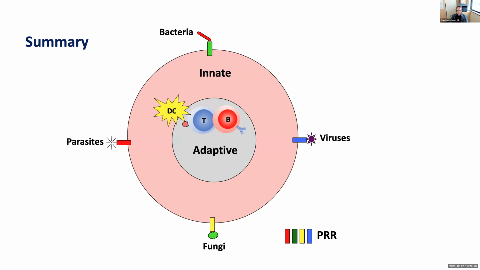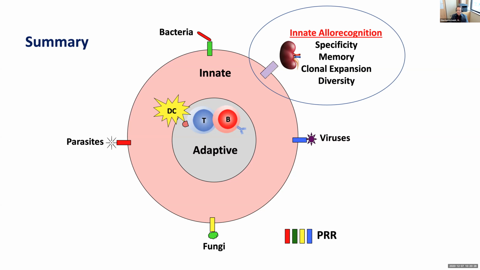So when we look at the model that I showed you initially, we can now add innate allorecognition to this. And I hope to have shown you that there is specificity in the innate allorecognition. There is memory, although if you compare it to the adaptive memory, it's more short-lived, but it is in line with what people have seen for NK cell memory. There is clonal expansion, and there is diversity because these receptors can detect diverse non-self.